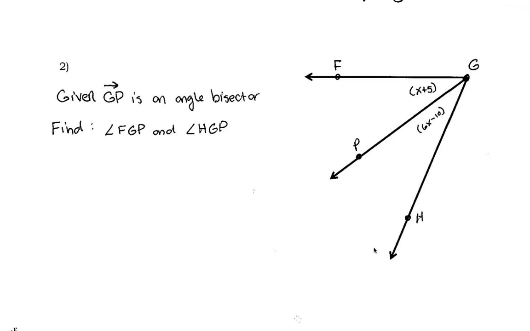Versus this idea that says that ray GP is a bisector. Which means that those two angles are congruent. So x plus 5. We can't add it to the other angle because we don't know what they should add up to equal. That was not given to us. Instead, it was given to us that they are equal to each other.